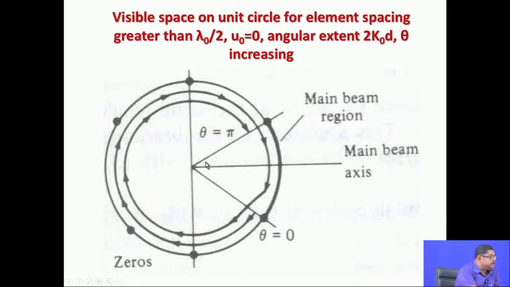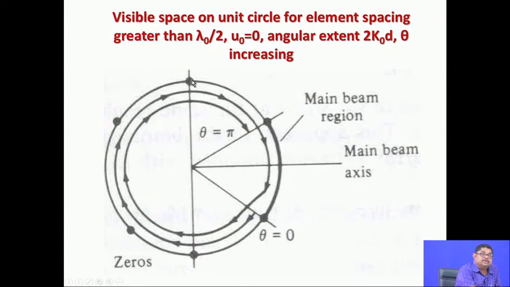So, this is the start of visible space, and throughout the visible space, if u moves, it completes one circle, then again comes here. So, many times it is revolving. Just because it is a case of a broadside array, u naught is 0 and we have taken d greater than lambda naught by 2. So, we can move it so many times.